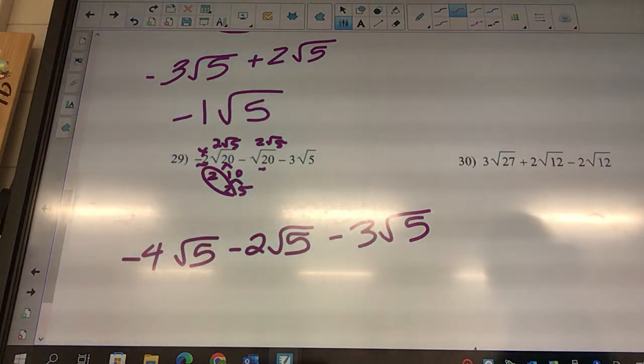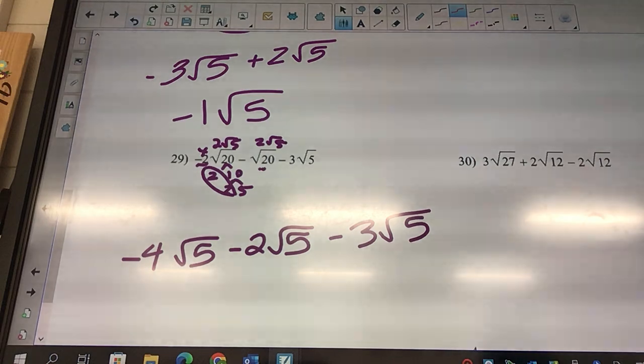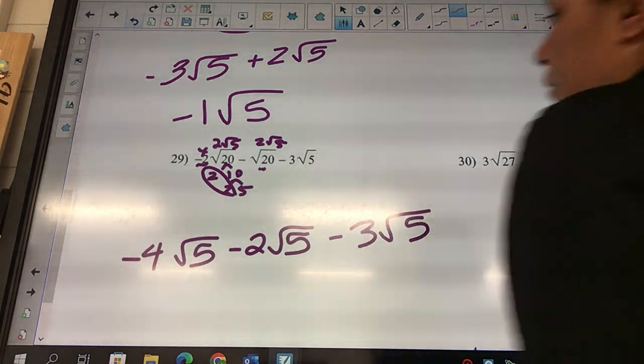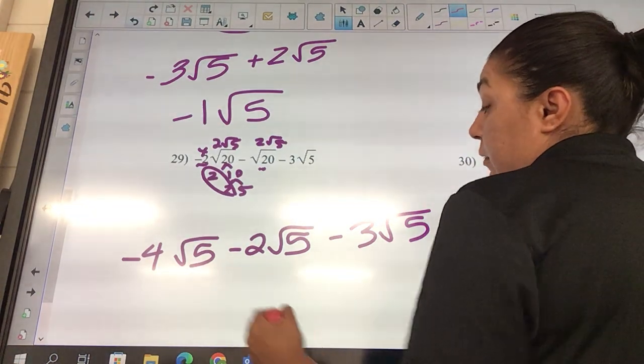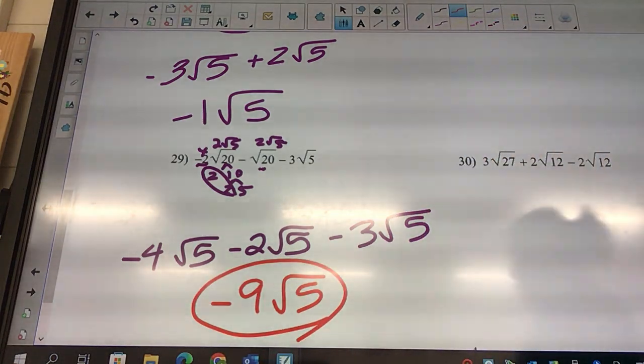So what is negative 4 minus 2 minus 3? Type it on your calculator. Negative 9 square root of 5. Well, I feel like my last class did it wrong.